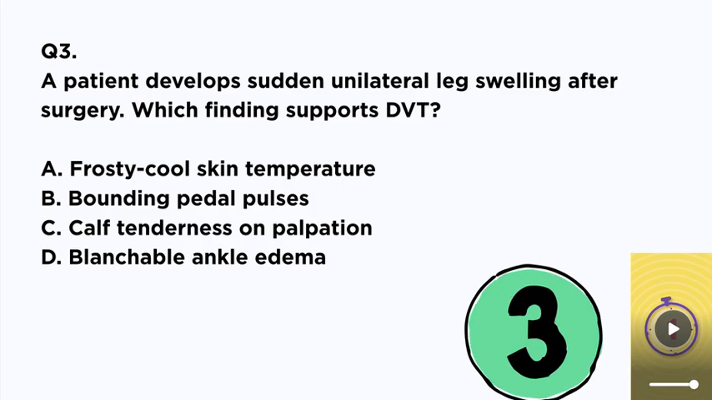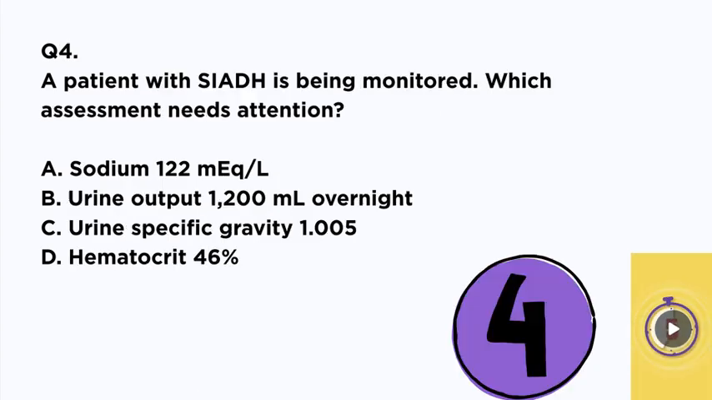Okay, y'all, the correct answer is letter C. The calf tenderness with swelling supports impaired venous flow, which is consistent with DVT formation. Let's go to question number four.